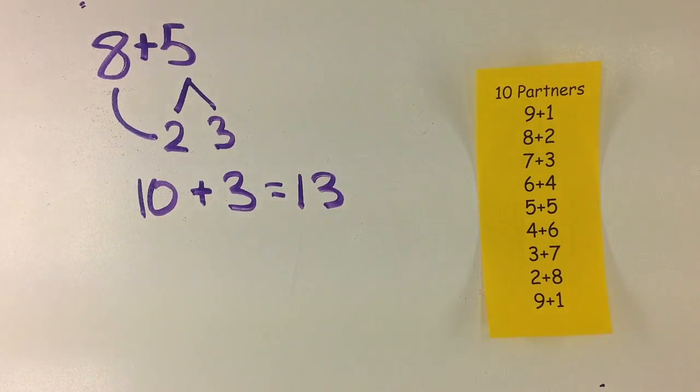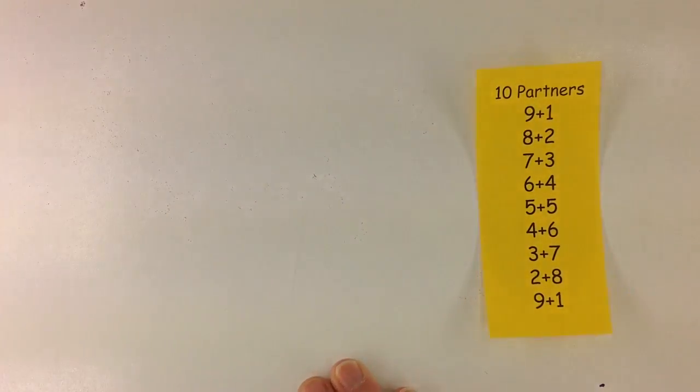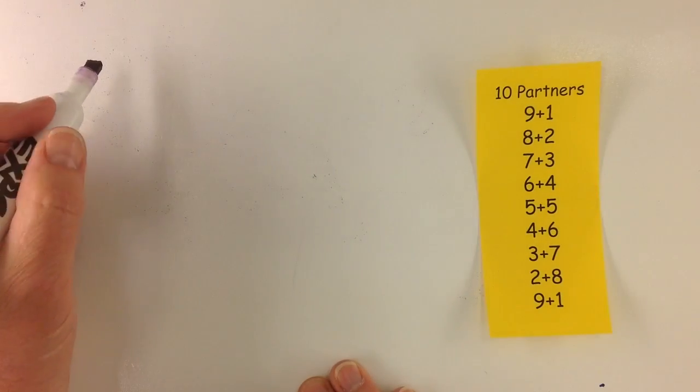So that's fewer steps than counting on 5, and it's a much more efficient strategy once they're familiar with the 10 partners. Okay. It can be just as helpful for subtraction.